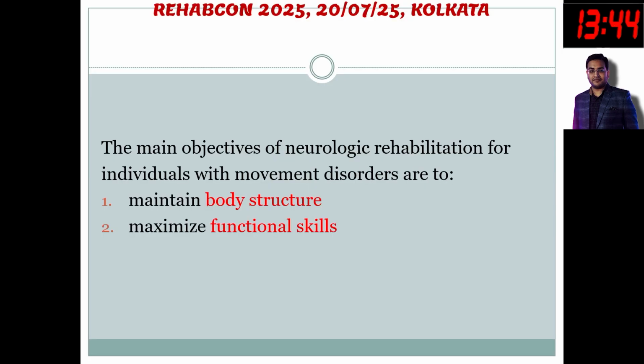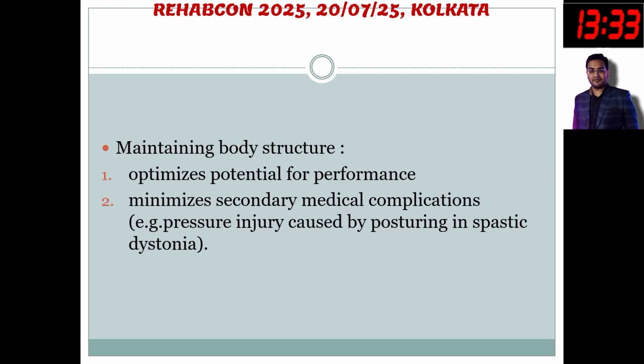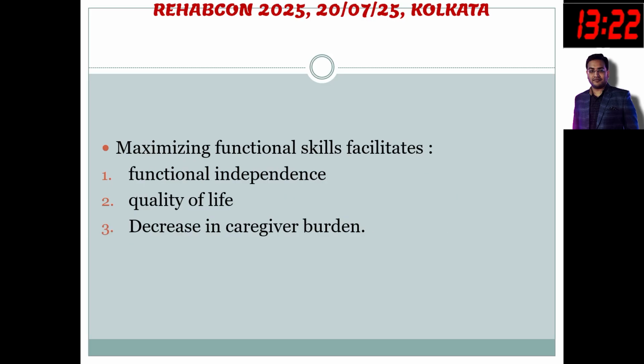The main objectives of neurologic rehabilitation for individuals with movement disorders are to maintain the body structure and to maximize the functional skills. Maintaining body structure optimizes the potential for performance in day-to-day life and minimizes secondary medical complications, for example, pressure ulcers caused by posturing in spastic dystonia, etc. Maximizing functional skills facilitates functional independence, quality of life, and a decrease in the burden for the caregiver too.